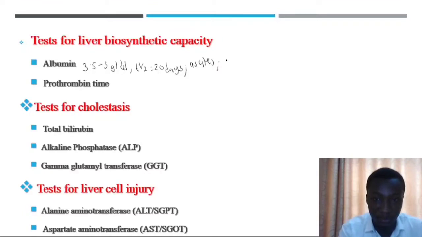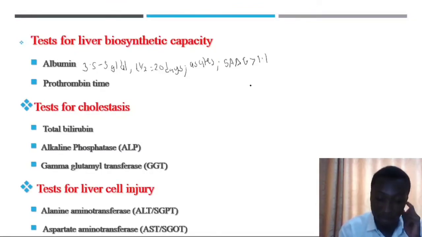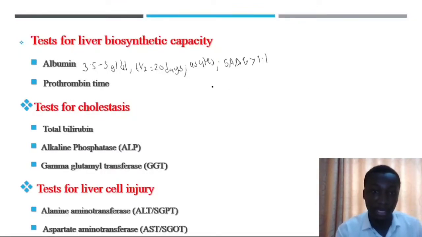To evaluate the cause of ascites, we use SAAG, which stands for serum ascites albumin gradient. If you get a value that is greater than 1.1, then it tells you the cause of the ascites is portal hypertension. If it's not that, then the cause of the ascites is something else. So that is basically what we'll talk about under albumin.